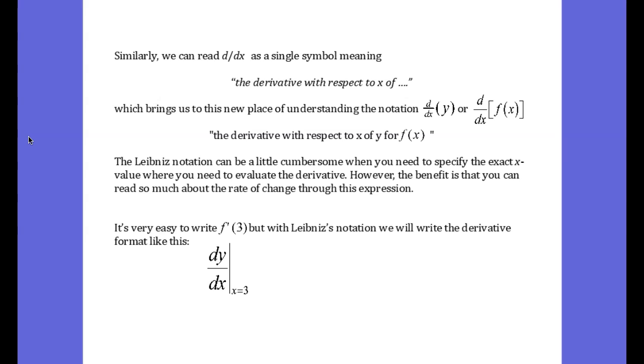The Leibniz notation can be a little cumbersome when you need to specify the exact x value where you need to evaluate the derivative. However, the benefit is that you can read so much more about the rate of change through this expression. It's very easy to write f prime of 3, but with Leibniz's notation, we will write the derivative format like this: dy/dx evaluated at x equals 3. Here, we use this vertical pipe symbol to represent the point that we evaluate the derivative.